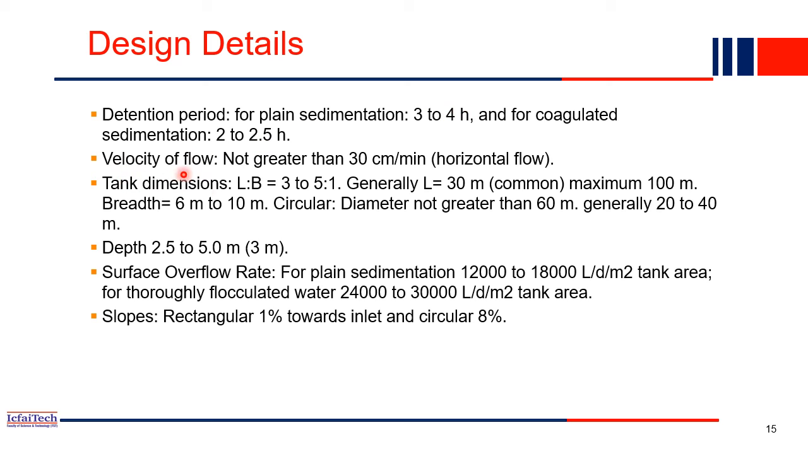Now next is the velocity of flow. For horizontal flow, normally it is kept as 30 centimeter per minute. And for the tank dimensions, normally the length by breadth ratio is 3 to 5. Generally the length is 30 meter, which is common. It is a normal practice: some initial values we have given when we are designing, so the values can be guessed in this range and then we can design it.